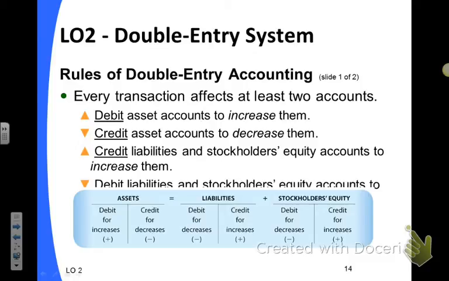When we credit liability and stockholders' equity accounts, that's an increase for them. And when we debit liability and stockholders' equity accounts, that is a decrease for them. And again, this is illustrated on page 95 in your textbook.